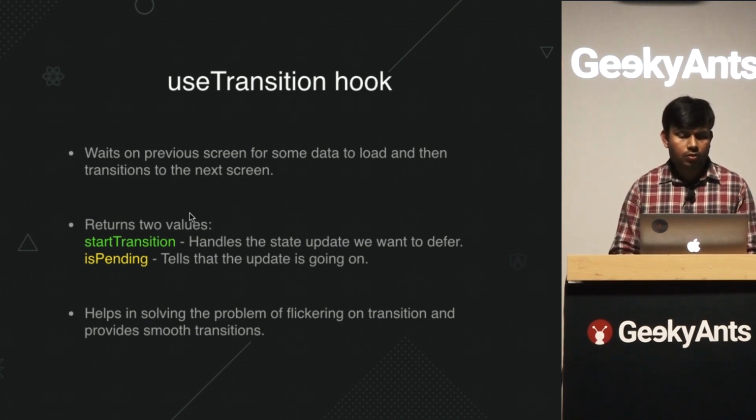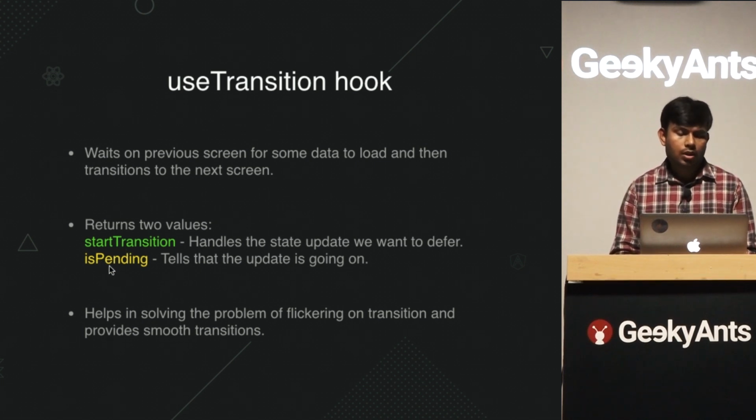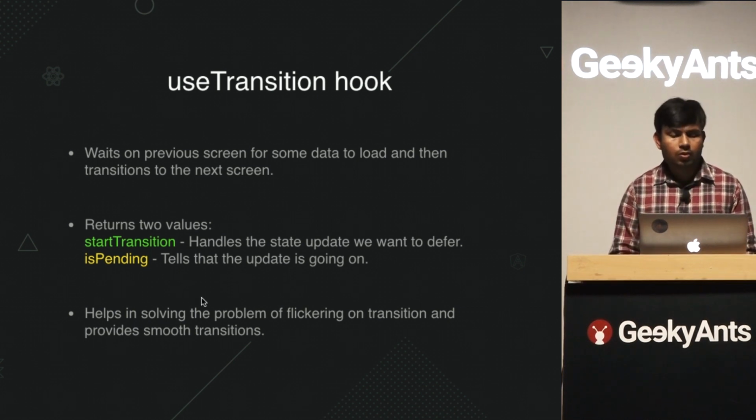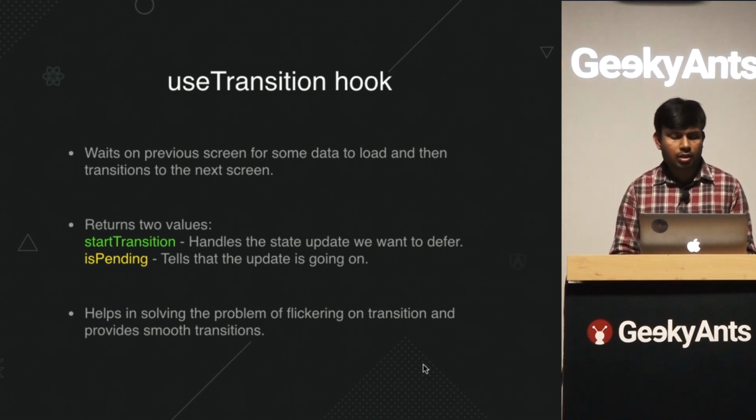So it basically returns two values. First is start transition. It handles the state update we want to defer. I will show you with a coding example. And second one is pending. So it tells that the update is going on. So it helps in solving the problem of flickering on transition and provides smooth transitions. So let's see it with the example of code.